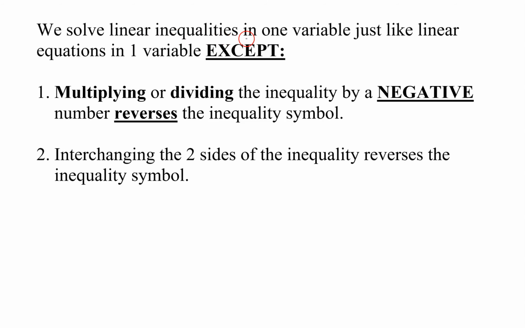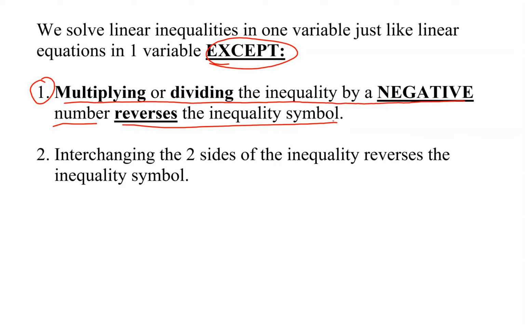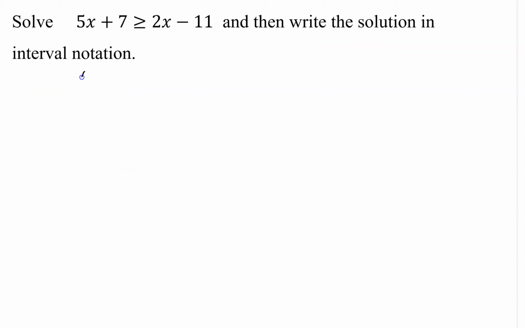We solve linear inequalities in one variable just like linear equations, except for two special things. The first one is when you multiply or divide the inequality by a negative number, that reverses the inequality symbol. The second one is when you interchange the two sides of an inequality, it also reverses the inequality symbol. So apart from those two things, it's just like solving a linear equation. So let's get back to our problem.